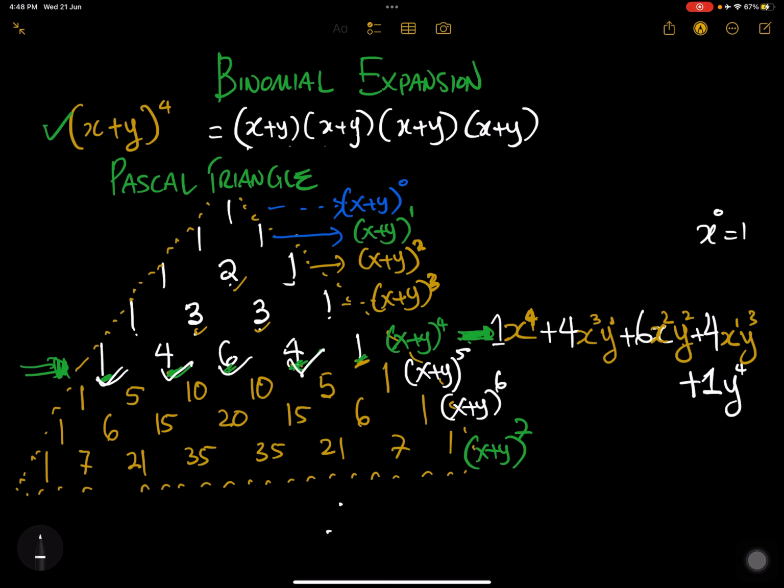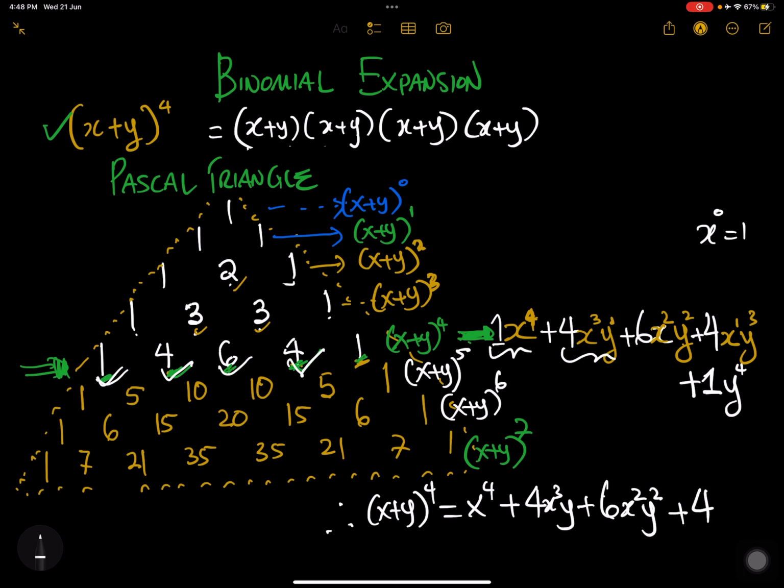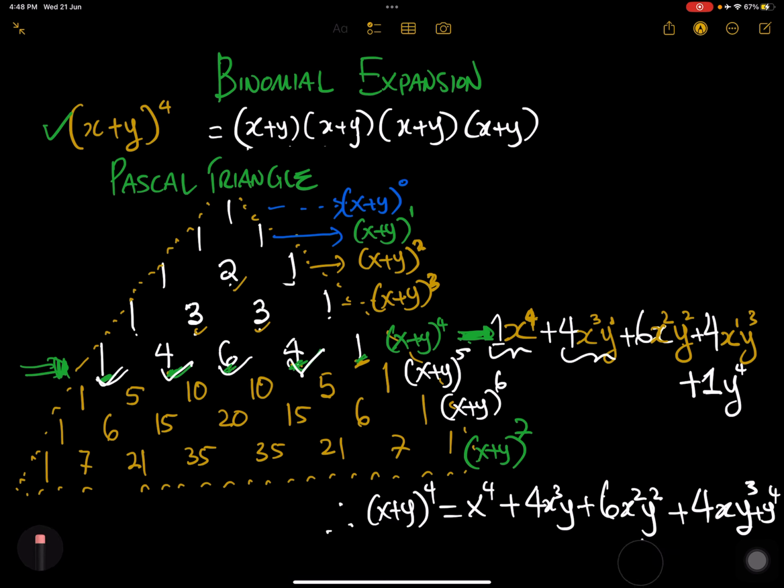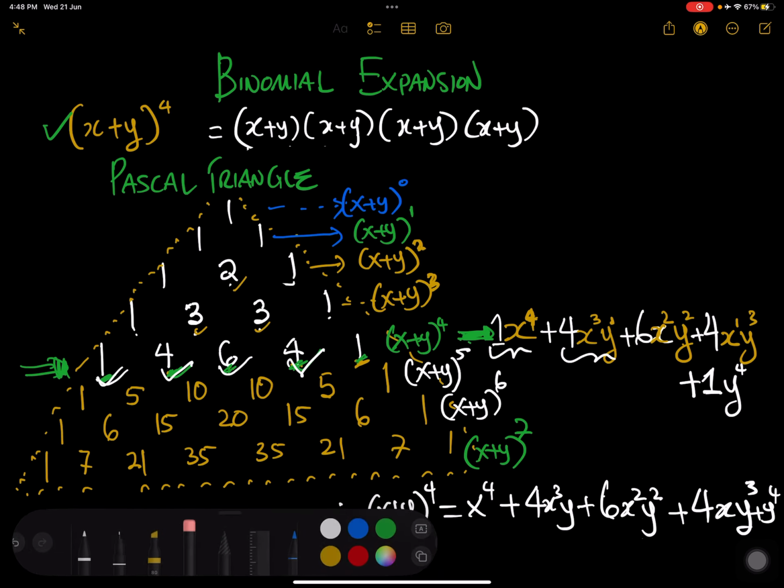It means that, therefore, x plus y exponent 4 is equal to x to the power of 4 plus 4x cubed y plus 6x squared y squared plus 4xy to the power of 3. And finally, plus y exponent 4. And there you have it. This is how we apply the Pascal triangle to binomial expansion.